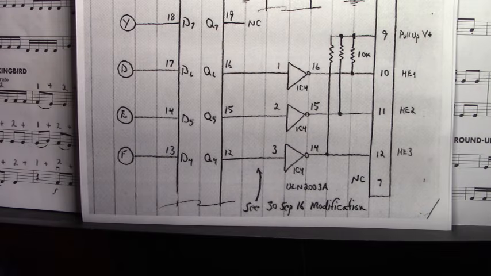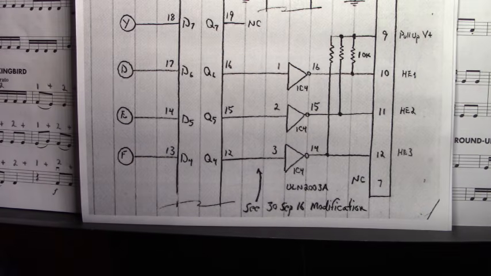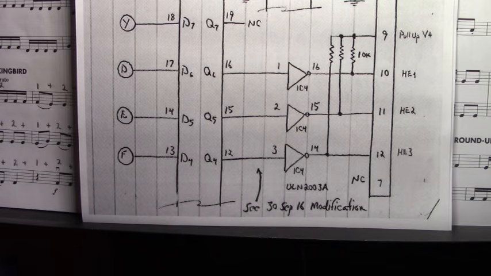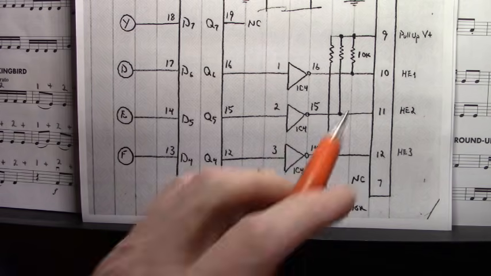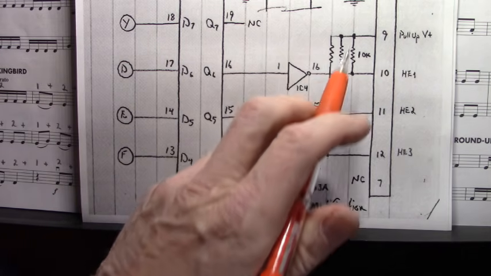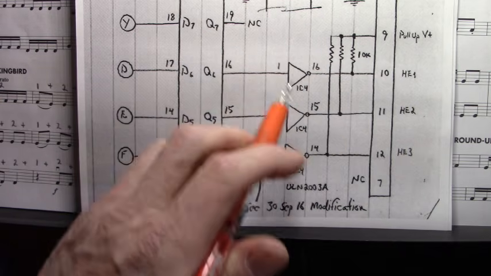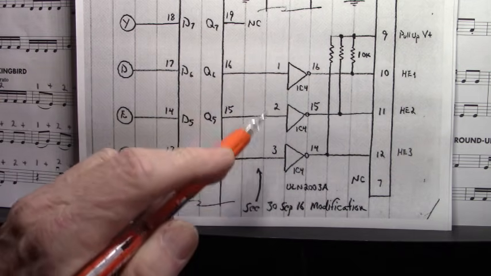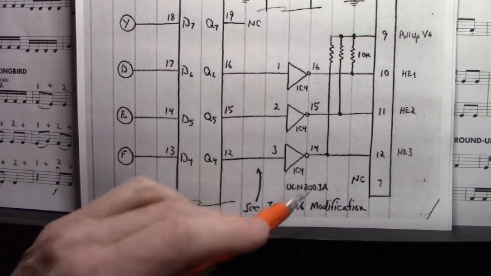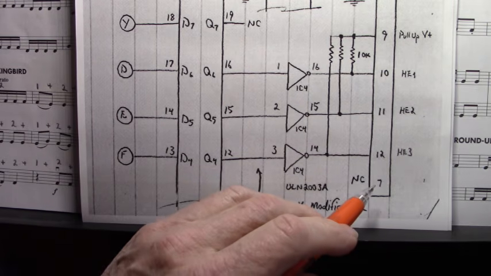So as a quick review, here's the Hall effect output on the P5 Phoenix connector. And we can see here that pin 9 is the pull-up resistors for the open collector of these 3 ULN 2003A. And pin 7 is no connection.